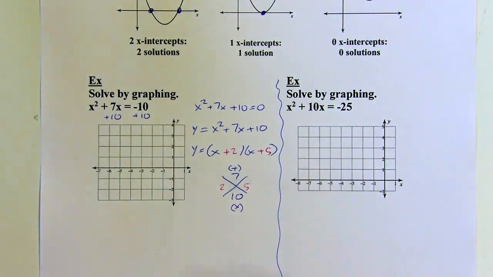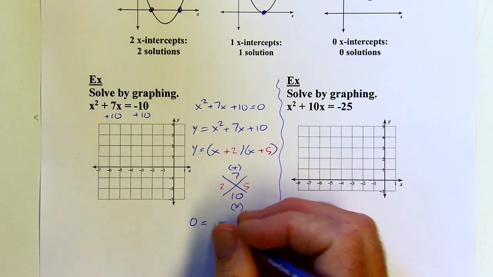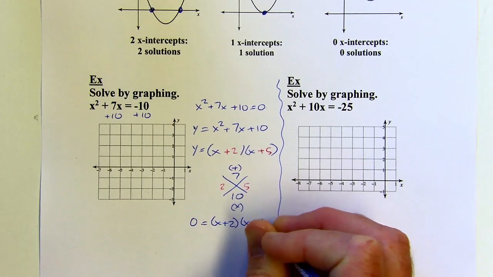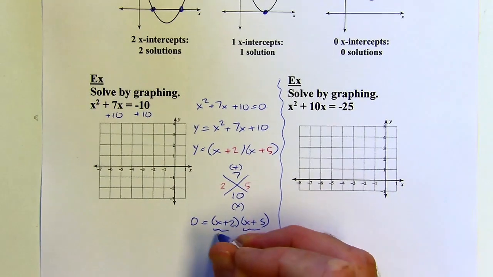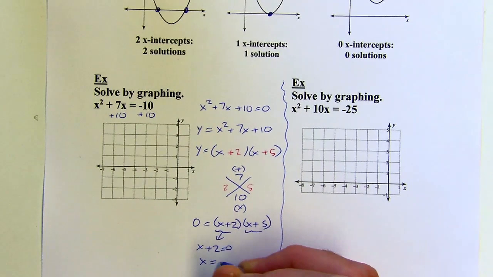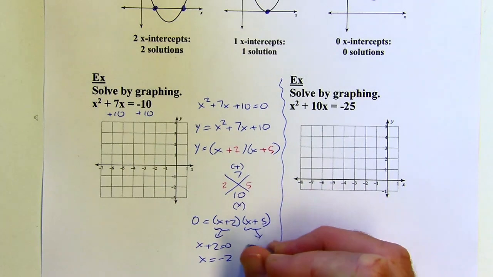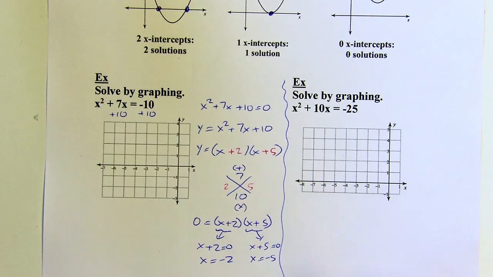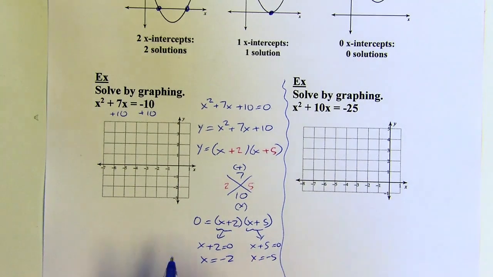Now when I'm looking for the x-intercepts, I'm just going to put the 0 back in for y, because when we find x-intercepts, you plug in 0 for y. Now I can use the zero product property since I have this factored. So either x plus 2 equals 0, which means x would equal negative 2, or x plus 5 equals 0, which would mean that x would equal negative 5.